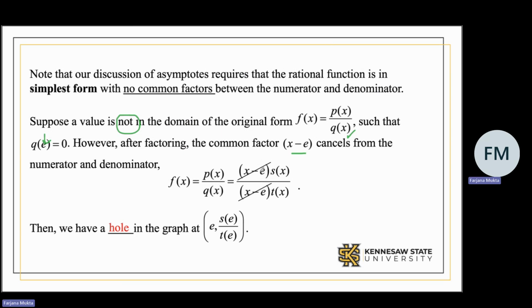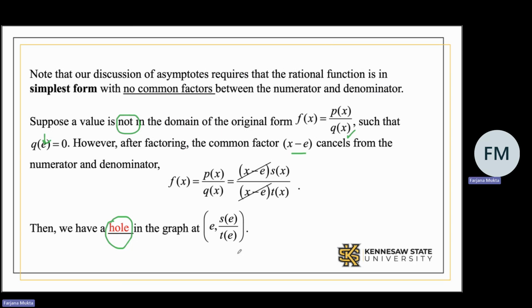That means if we factorize the numerator and denominator, and we get some common factor between them, this factor gets canceled, right? The factor that gets canceled will give us a hole in the graph.